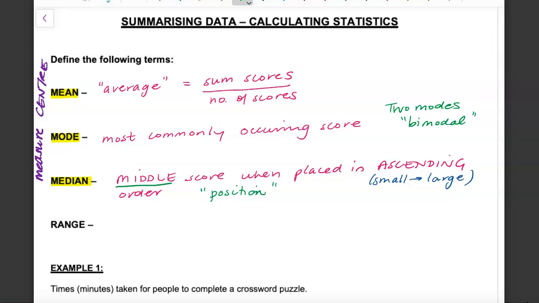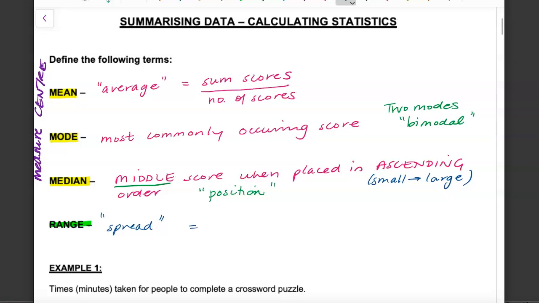Our other statistic, the range, doesn't measure the centre. What it measures is the spread of our data. How spread out are our scores? This is a calculation, and we find this by taking the highest score and subtracting the lowest score from it. So it's not 2 values that we state, it's a single value in a calculation. So let's see these in action.